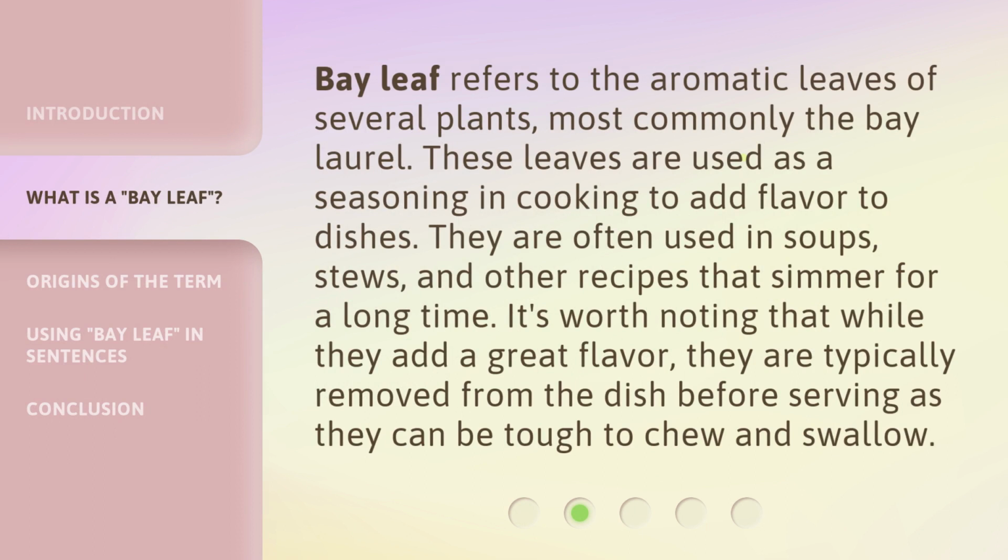Bay leaf refers to the aromatic leaves of several plants, most commonly the bay laurel. These leaves are used as a seasoning in cooking to add flavor to dishes. They are often used in soups, stews, and other recipes that simmer for a long time. It's worth noting that while they add a great flavor, they are typically removed from the dish before serving as they can be tough to chew and swallow.